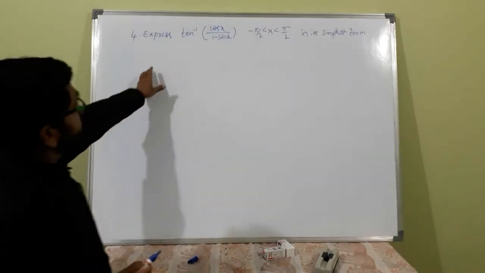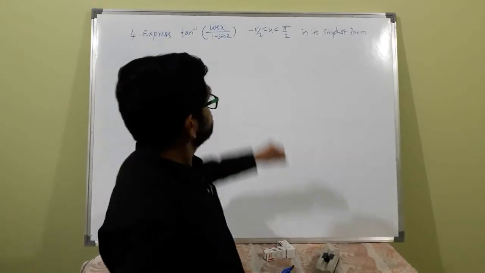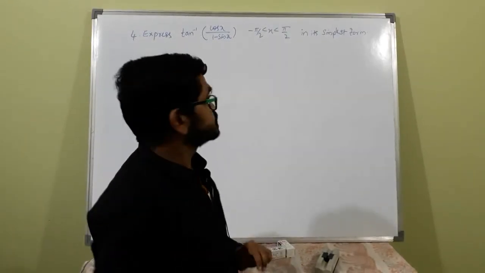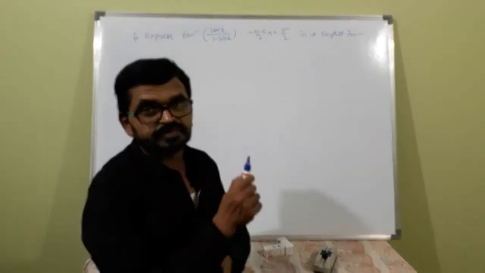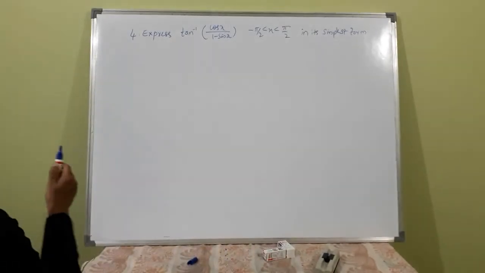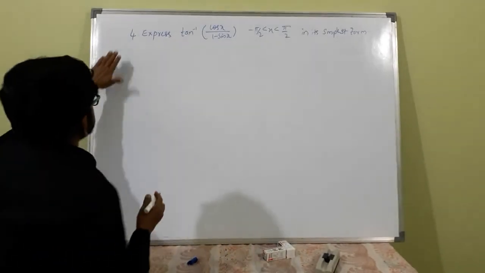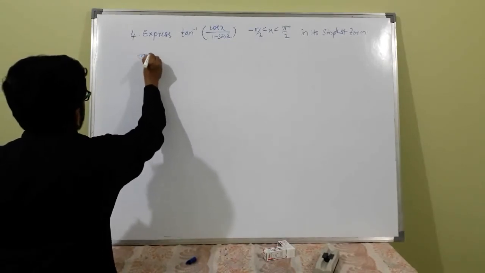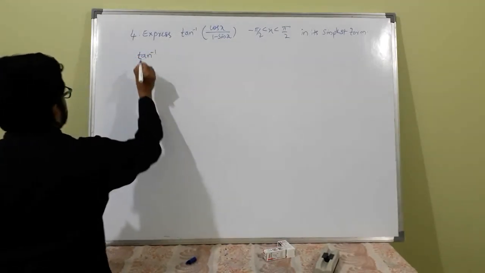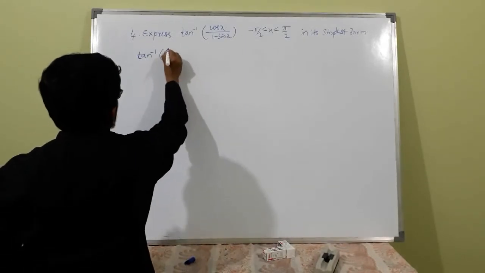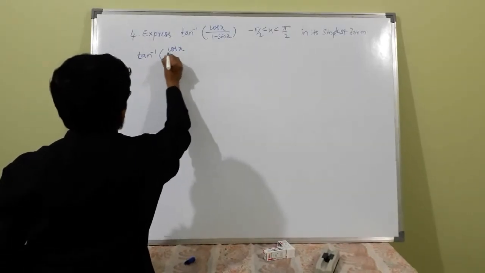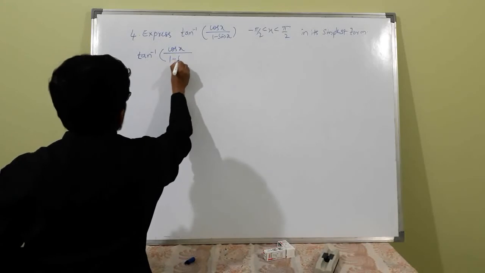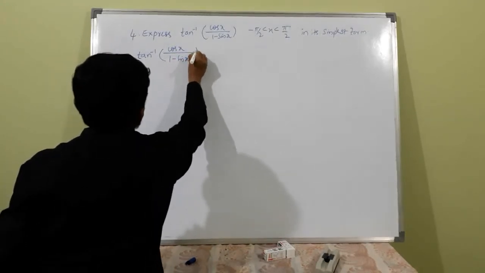Express tan inverse of cos x divided by 1 minus sin x in its simplest form. Okay, tan inverse of cos x divided by 1 minus sin x.